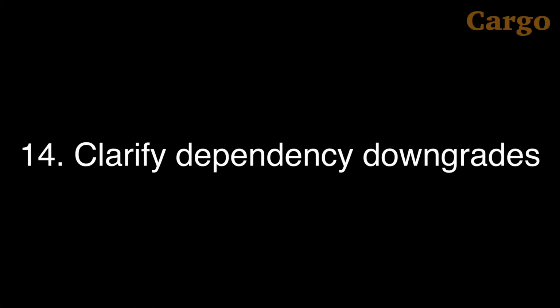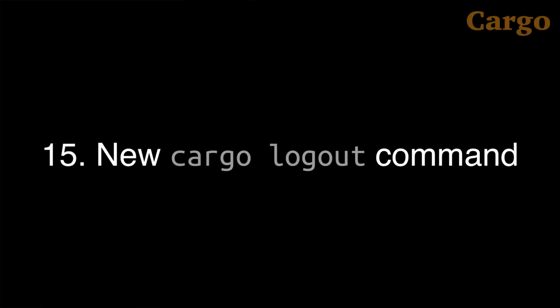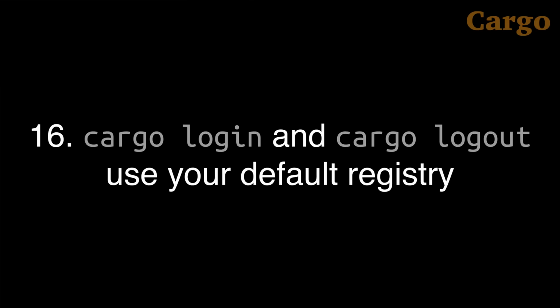Number 14. Cargo update will sometimes downgrade a dependency to meet pinned version requirements. This behavior stays the same, but now the output displays a yellow downgrading message instead of a green updating message for those lines to make it clearer. Number 15. There is a new cargo logout command which will remove any stored API credentials from your local machine. Number 16. Cargo login and the brand new cargo logout both now honor the default registry setting. So if you have set your registry to something other than crates.io, these commands will deal with that registry instead.